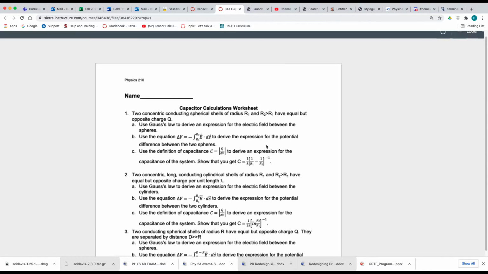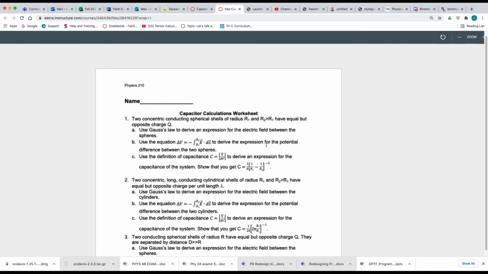Oh, okay. But I have a quick question because my problem is this. Look at 1b really quick. It says use the equation delta V equals blank to derive the expression for the potential difference between the two spheres. When you said between, I thought you meant at some point between, not from the inner surface to the outer surface. Well, that's still between the two spheres, right? Right, you're finding the potential difference between one sphere and another one.